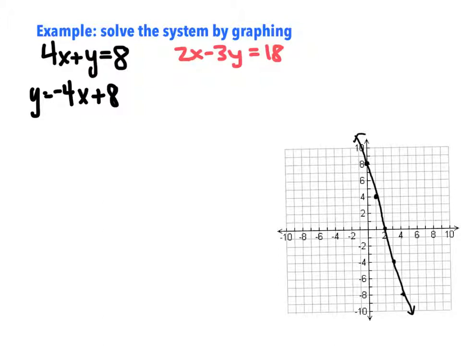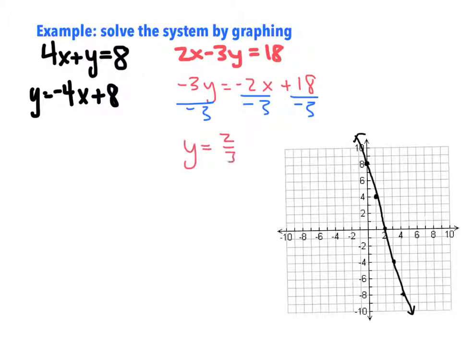Okay, in the other equation, 2x minus 3y equals 18, I can subtract 2x from each side, so negative 3y equals negative 2x plus 18. Then I'm going to have to divide everything by negative 3 to get y by itself. So y is equal to positive 2 over 3 x minus 6. So my y-intercept is negative 6. My slope is positive 2 over 3, so I'm going to go up 2 over 3, up 2 over 3.